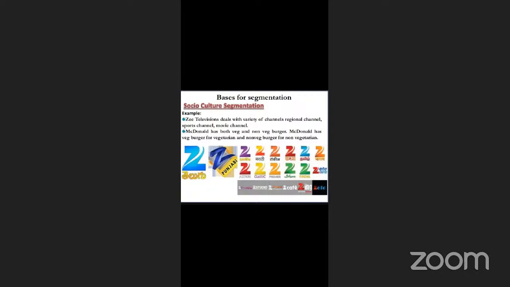According to the religion, according to the language, a segment happened here. Z is a big channel. Z Television deals with a variety of channels: regional channels, sports channels, movie channels, Zing, Z Cafe, Z Premier, Z Marathi, Z Telugu. How many are there? So it is targeting all the audiences of India.